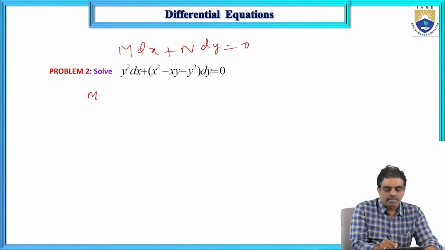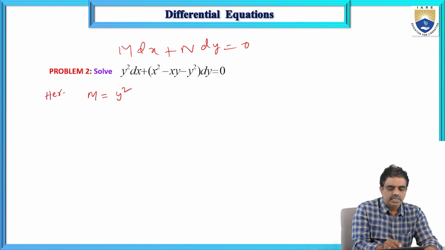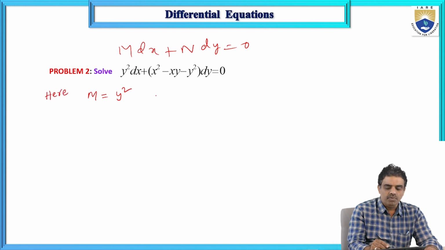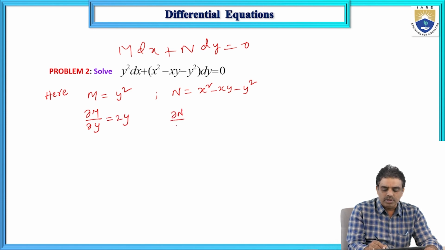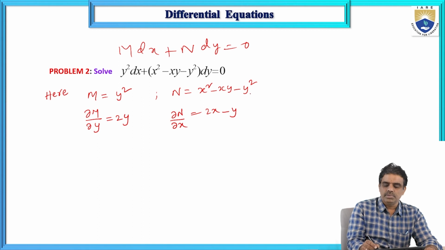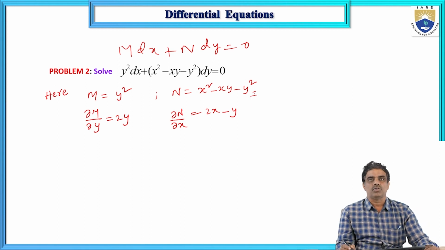So what is m here? m is equal to y square. And what is n? n is equal to x square minus xy minus y square. Then we are finding dou m by dou y, that is equal to 2y, and dou n by dou x, this is 2x minus y only, and this is 0 because it is a y term, it is treated as a constant term.